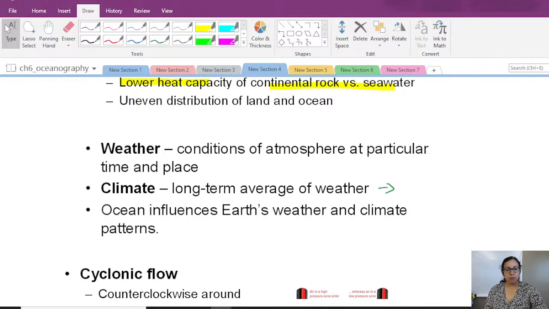And climate, I think we even have to better define what is long-term average weather. Let's see. Sorry, let me find this video.